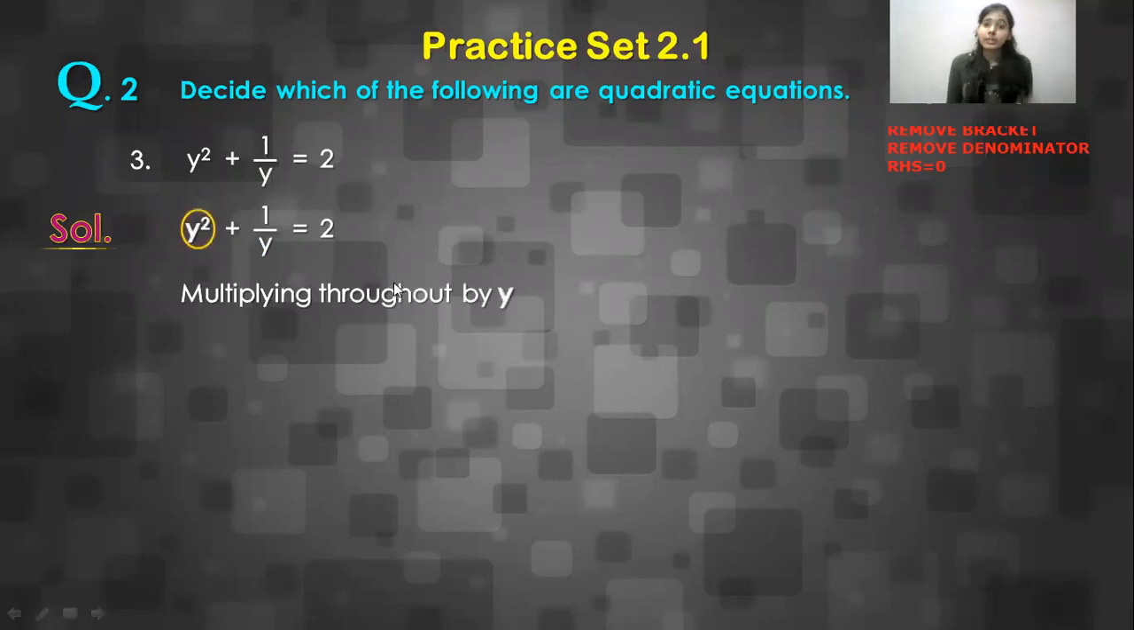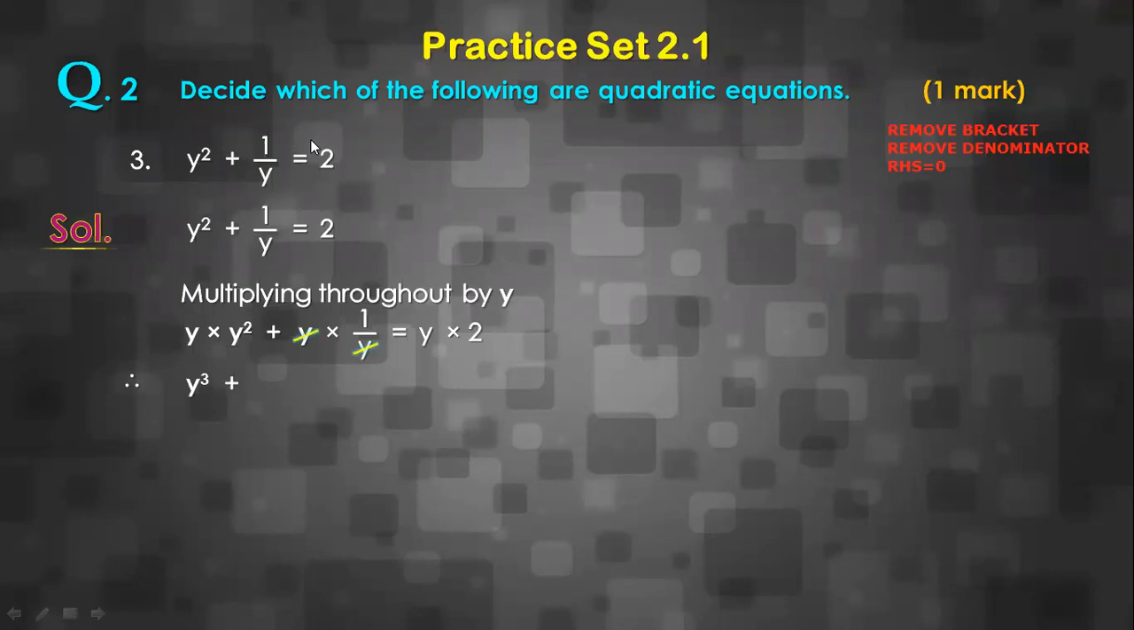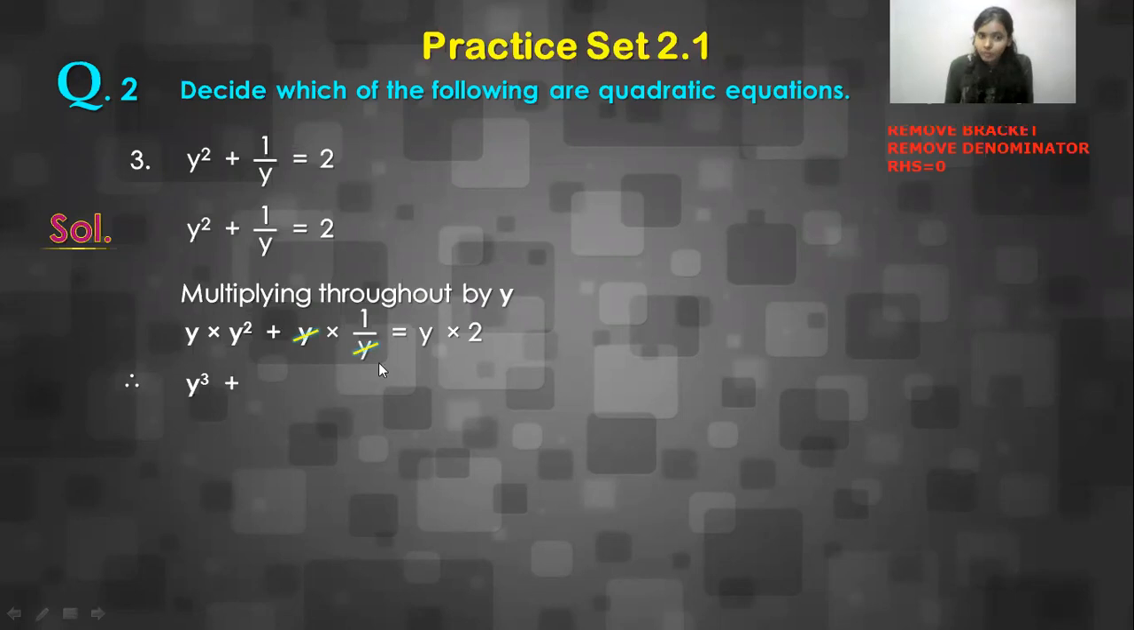So which means each and every term will be multiplied by it. By which you get y into y square plus y into 1 upon y equals to y into 2. सबको multiply कर दिया. So multiply किया क्यों था हमने? Why did we actually multiply? Because हमें y को cancel करना था. So look at the second term. y हमारा चला गया. So what do you have, y into y square as y cube plus cancel होने के बाद क्या बचा, 1 equals to y into 2 is your 2y.